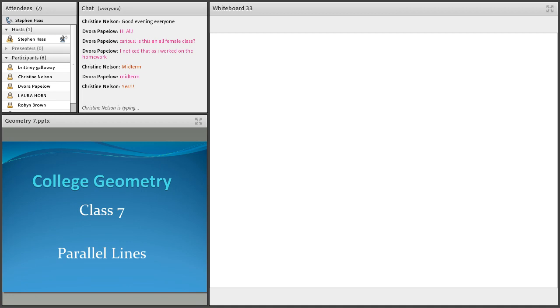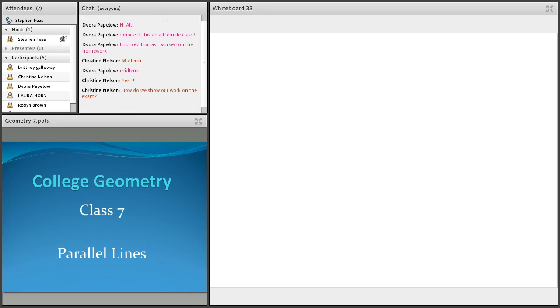Honestly, I forget offhand exactly how many questions I put in the exam, but I am going to look that up for you because I really wanted you to know that information, so I apologize for forgetting. Okay, that is an excellent question: how do you show your work on the exam? First of all, let me just tell you how many questions are on the exam. Okay, there we go, and we've got 12 questions on the exam.